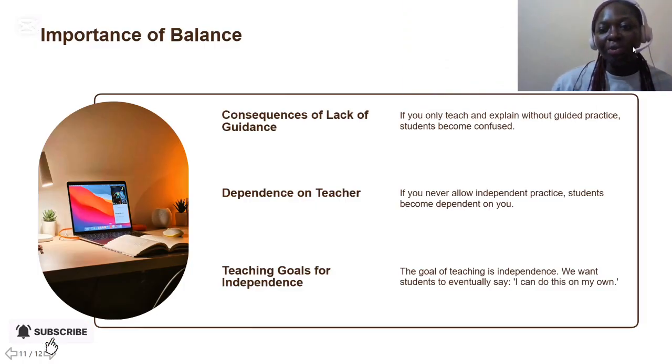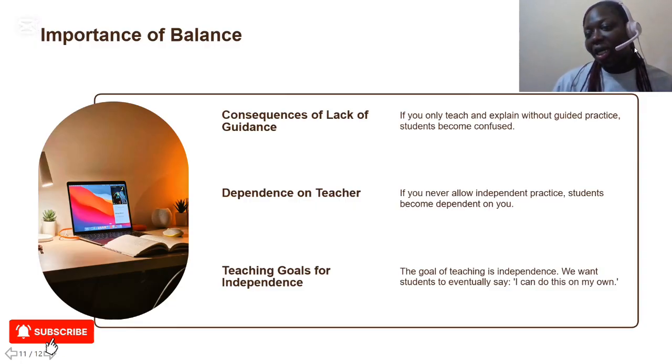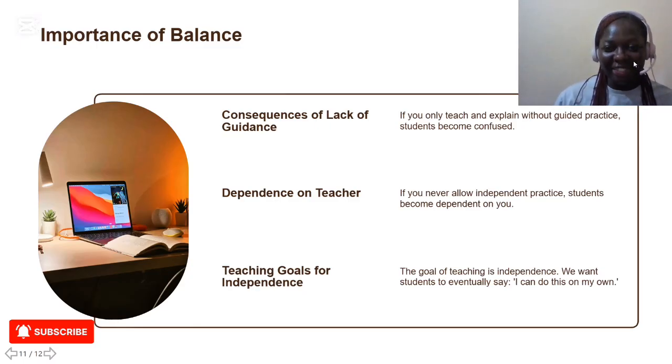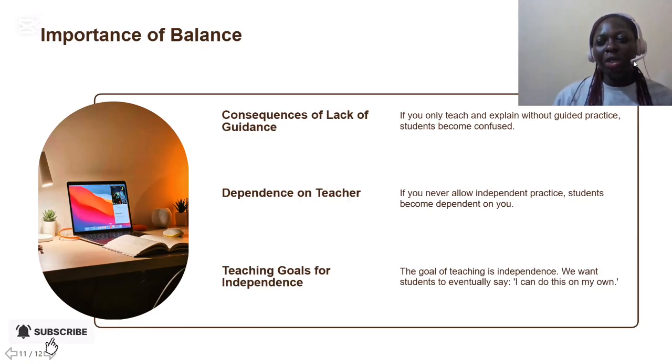So let's look at the importance of balance of your independent and guided practice. So the consequences of lack of guidance is if you teach only and explain without guided practice, the students will become confused because you are the one talking. It becomes more like a lecture instead of a lesson. And again, it will make the child really dependent on you. You tell them to do something, they'll be asking you over and over again. So if you're not there, they are not able to do it on their own, and that means you have not taught. Learning has not taken place, and the teaching goal is for the child to be independent.